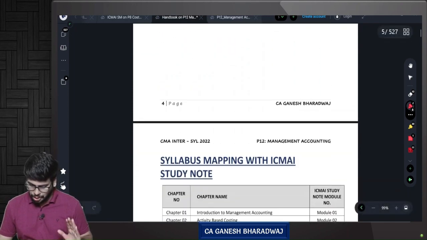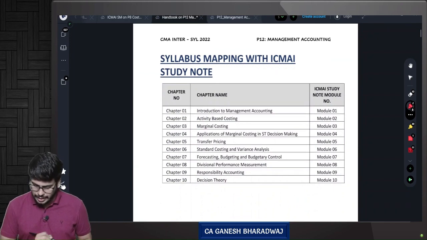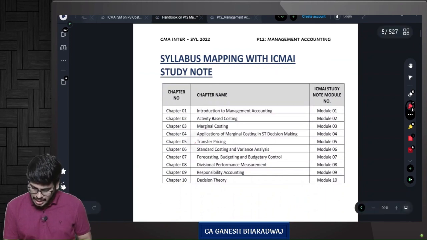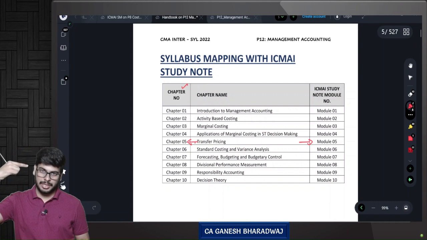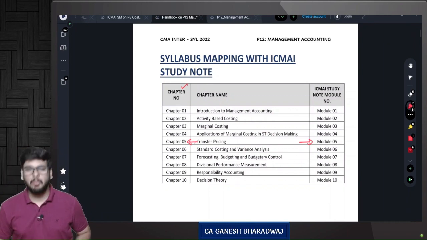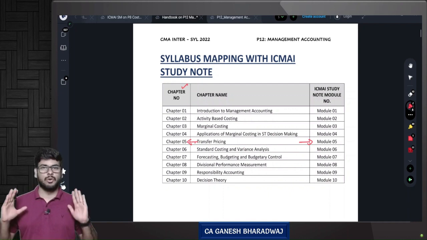In fact, I have also done something called syllabus mapping. If you take any chapter, transfer pricing, if you refer to our book, it will be chapter number 5. If you refer to the same chapter in your CMA study material, it is going to be module number 5. That is the only difference. So there is not much of a difference. In fact, the numberings are also one and the same.